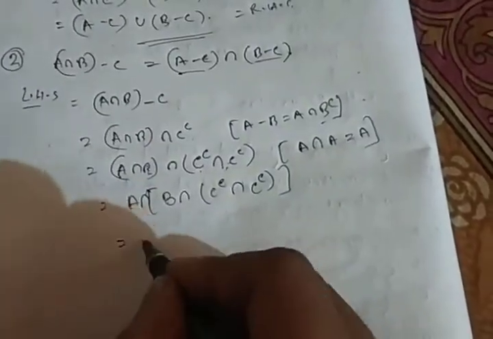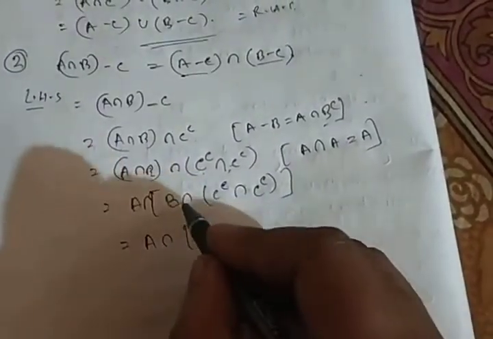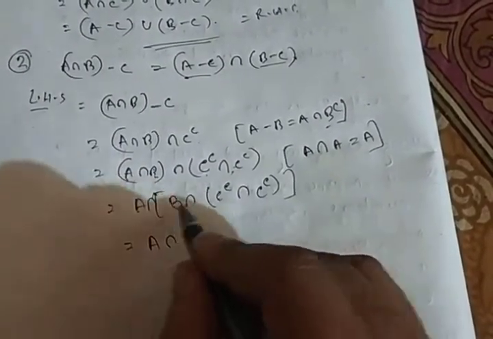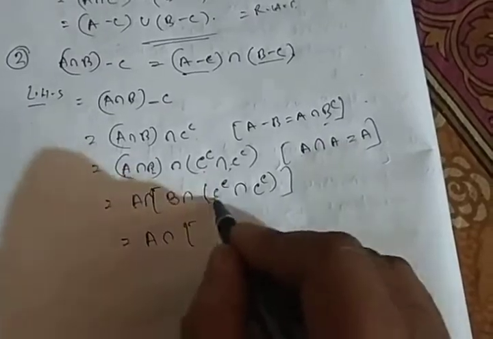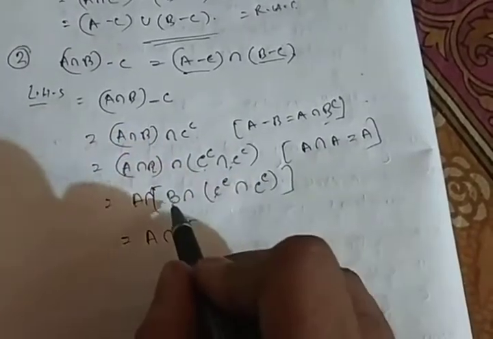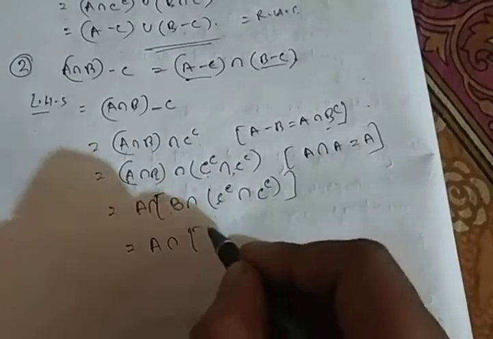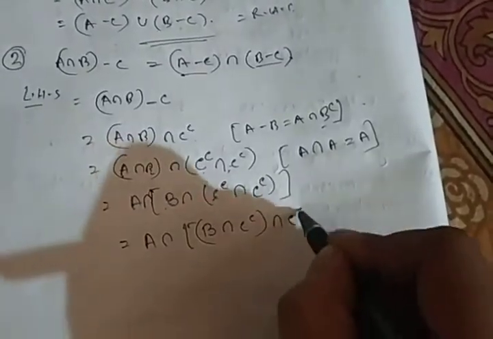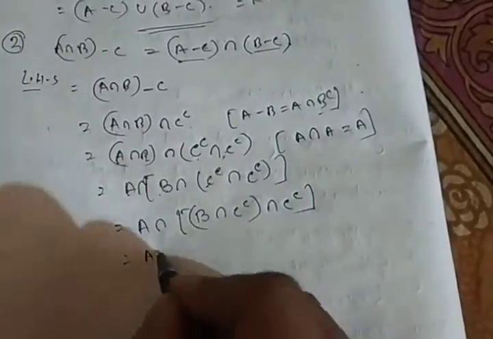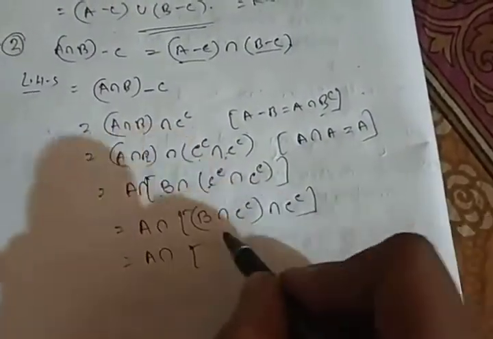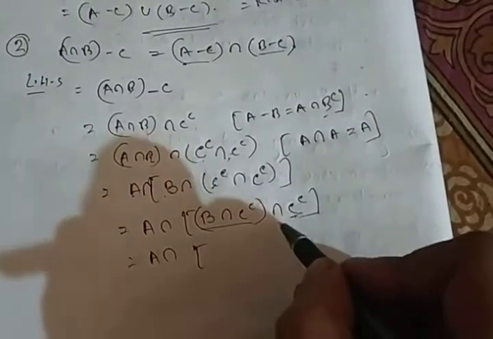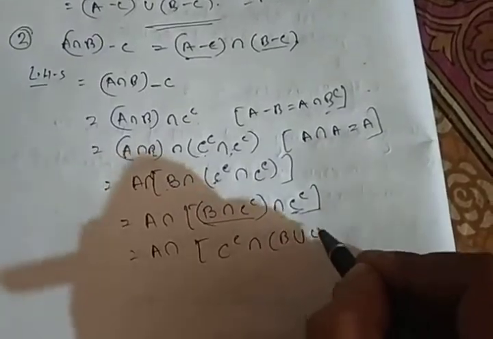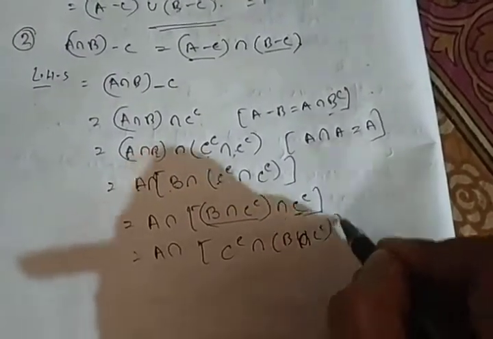Now we will associate B with only one C complement. Here C complement and C complement are associated to each other. Now C complement is associated to B, so we can write B intersection C complement intersection C complement. Now if we use the commutative law on this part and this part, we can write C complement intersection B, and B intersection C complement.